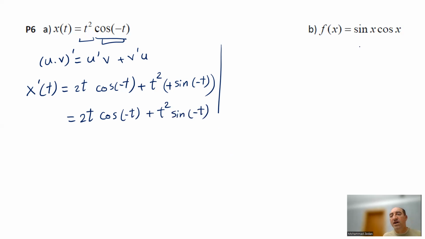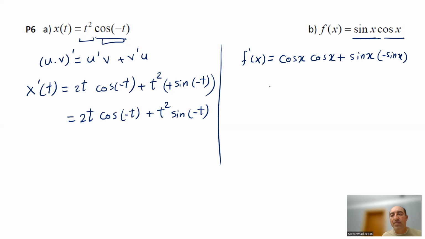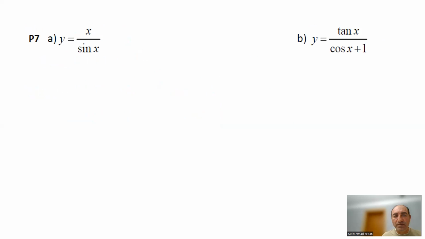Okay. The other function, sine x cosine x, quite easy. F prime of x by using the product rule. Derivative of sine is cosine, so cosine x, times cosine x, plus keep sine, the first function, and derive cosine as negative sine x. Now multiply: cosine times cosine is cosine squared x minus sine squared x. Thank you. That's it. Easy, quite easy.